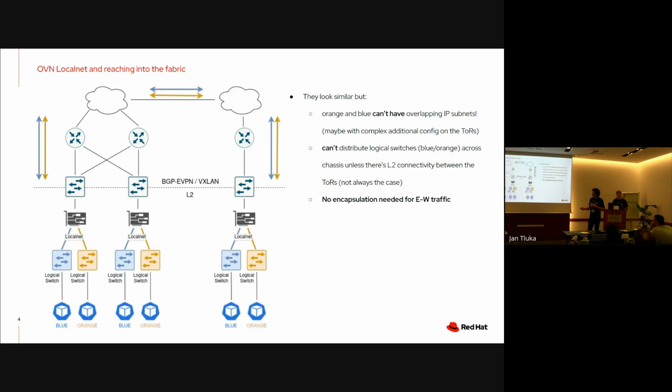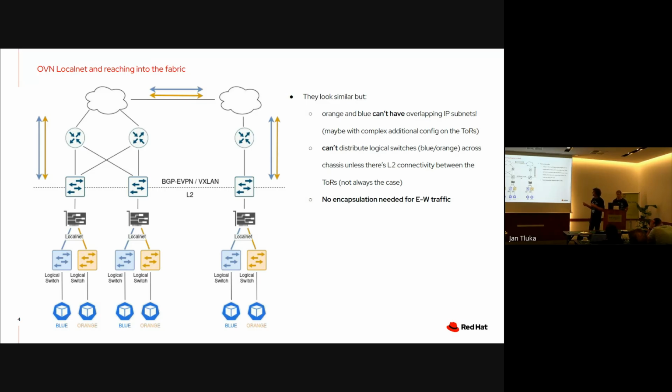A couple of chassis, 2 on the left and 1 on the right, with logical switches, because a logical switch essentially is exactly that, a virtual layer 2 domain, and the local net connection to the fabric. And still have BGP, EVPN, and VXLAN underneath in the fabric. That would work. It'd be fine. But there are some problems.